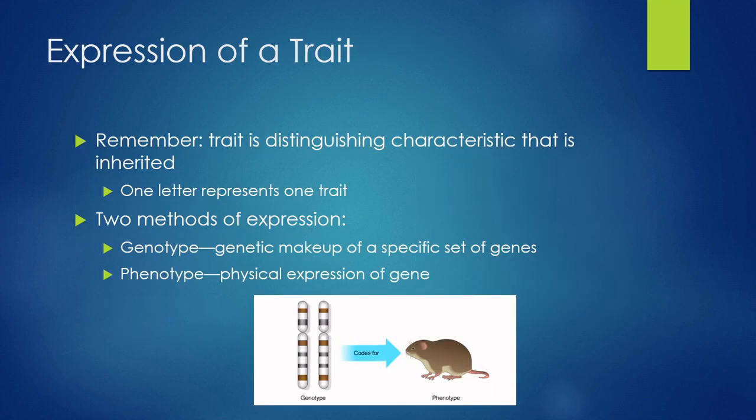And then, tying everything together, we have 2 different ways we can talk about genetics. We can talk about the genotype, and genotype sounds like genetic or genes. That tells us the genetic makeup. We use letters to represent the genotype. And then the phenotype sounds like physical. Pheno sounds like physical, and that's the physical expression, like what trait you're going to physically see.